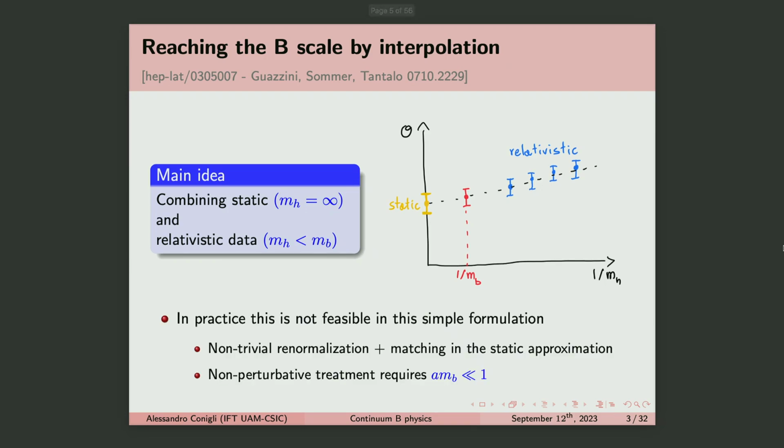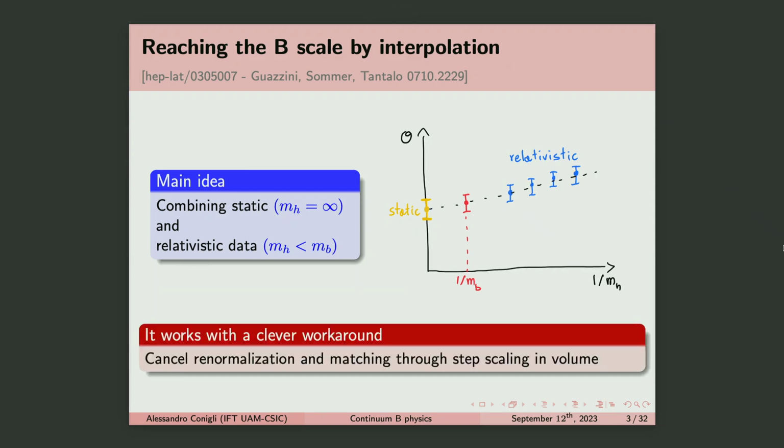But in practice, this strategy in this naive formulation is not really feasible because, again, we face some problems which have to be solved. In particular, we have a non-trivial renormalization and matching in the static approximation. And in addition, we also require a non-perturbative treatment of the B quark scale. However, this idea of interpolating between the static and relativistic results can be performed if we work with a clever workaround, which basically consists in building quantities where we cancel completely the renormalization and matching coefficients from our theory.